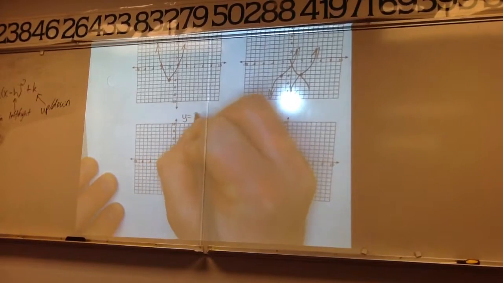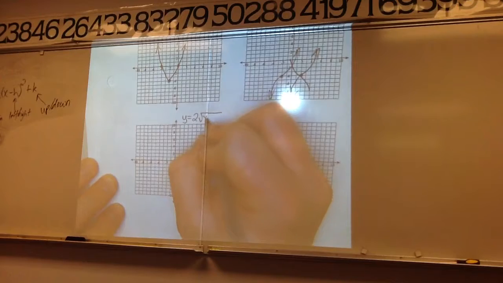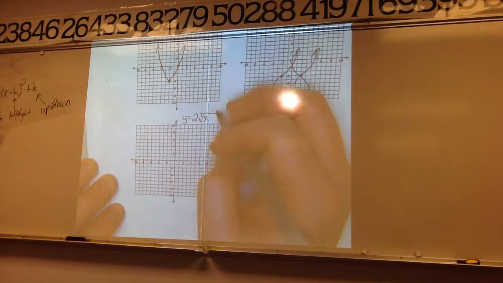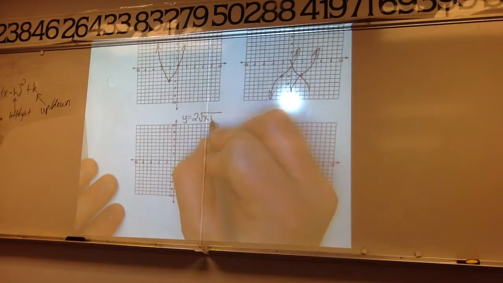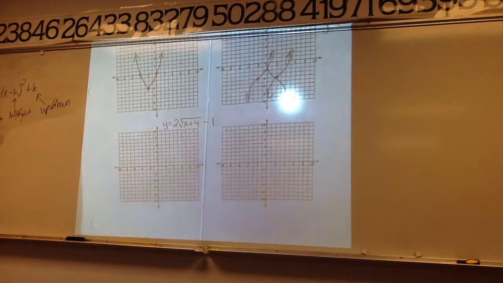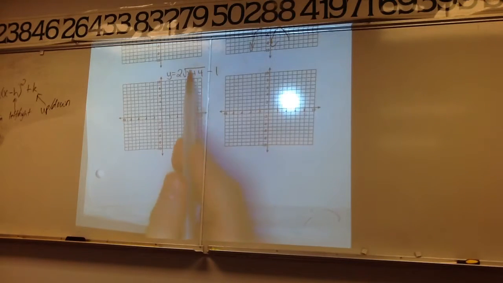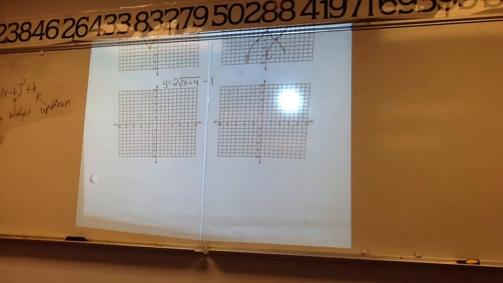So if you had 2 times the square root of x, because you did the plus 4 minus 1. Here are the key points to graph it quickly. Do the starting point. That's just, you look inside, left 4, look outside, down 1. Then do the x and y intercepts.